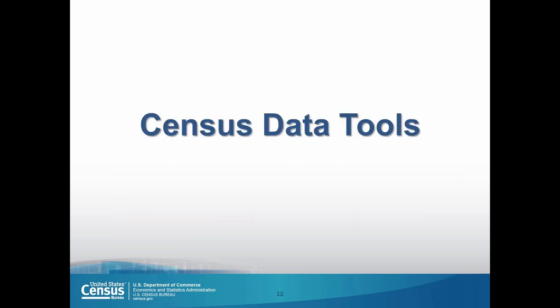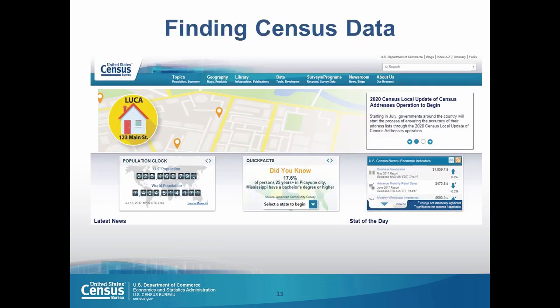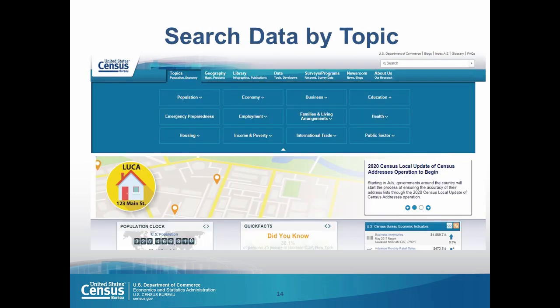Now, let's talk about census data tools. How do you find census data? First, you must access the Bureau's official website at www.census.gov. This will take you to the Census homepage. Once you have accessed the Census homepage, you may then click on the Data tab at the top of the page. You may then choose the Data Tools and Apps box to view different data products that the census has to offer. Let's take a look at the different data products that we have available for you.